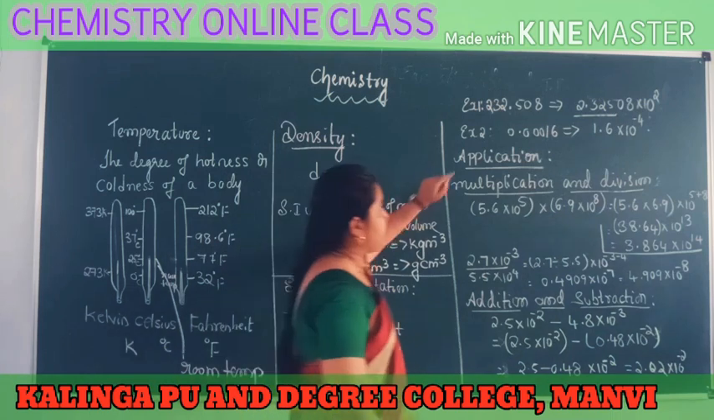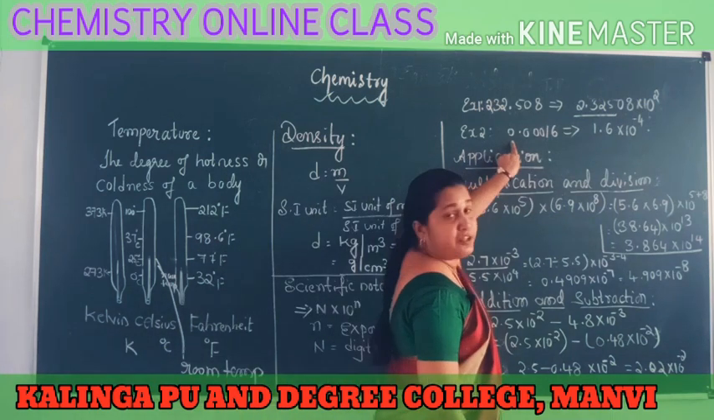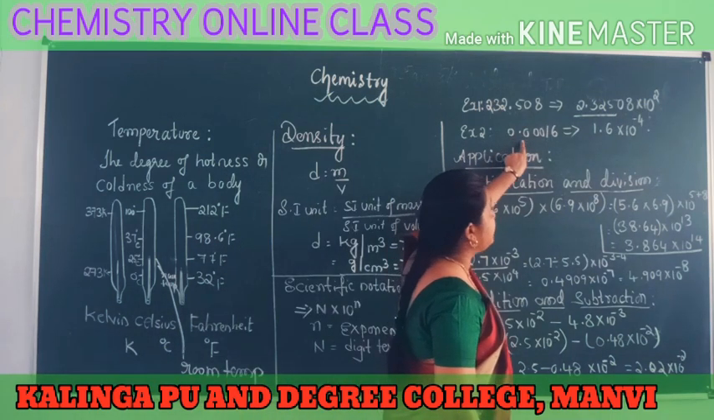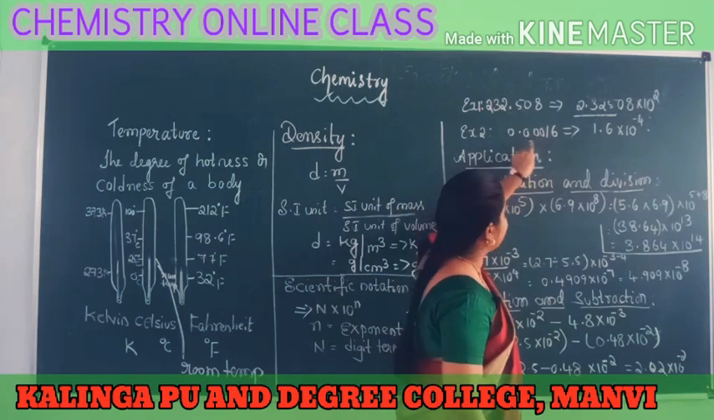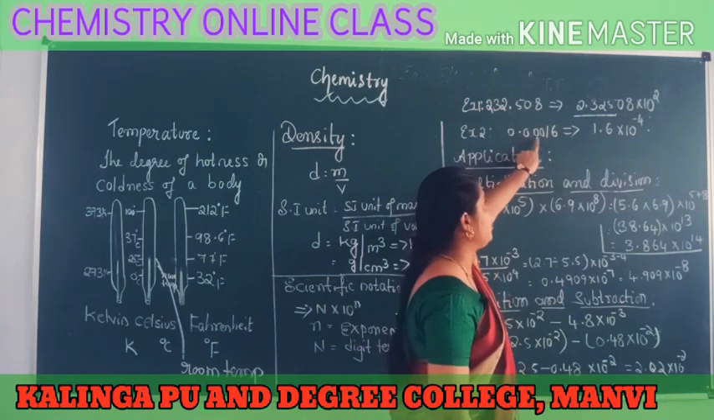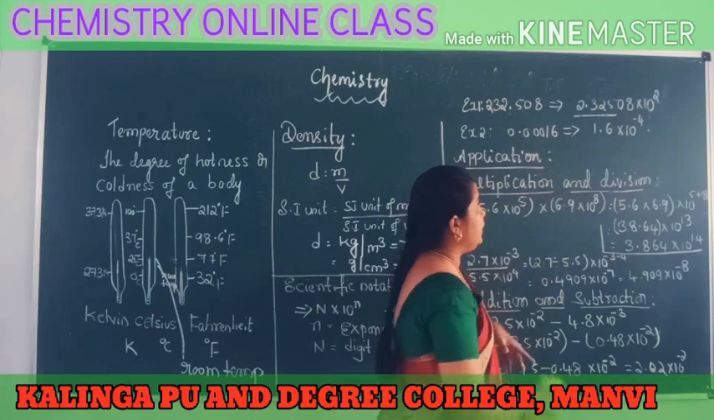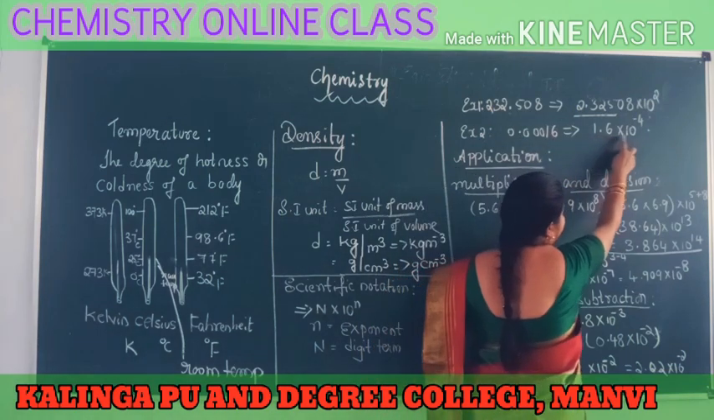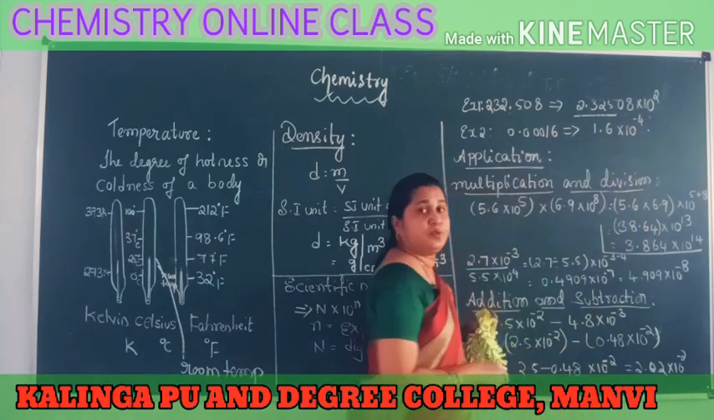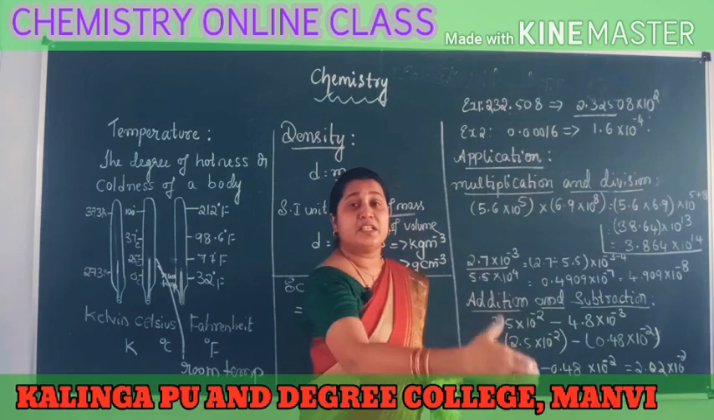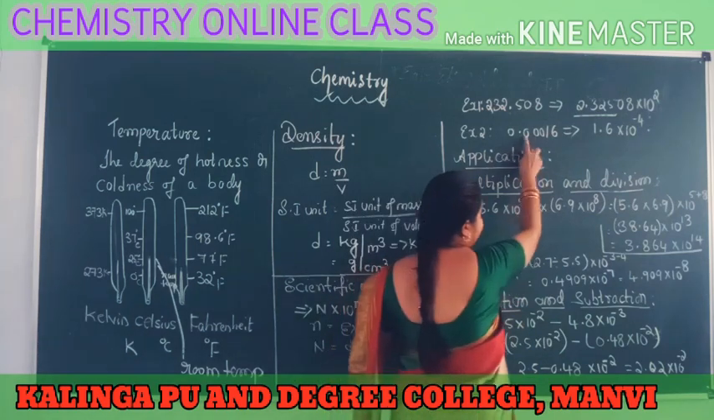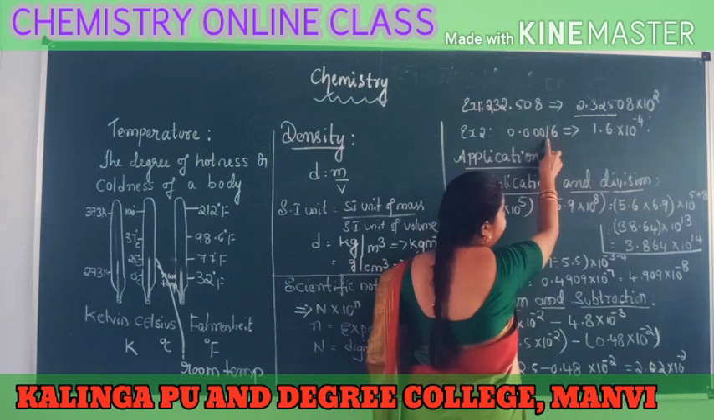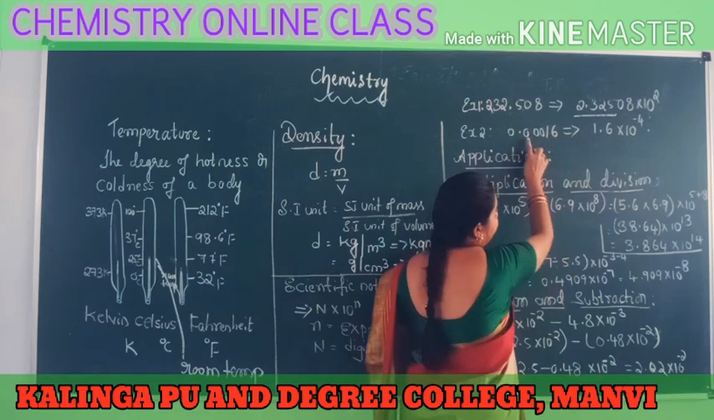1, 2, 3, 4. After 1 we kept the decimal. How many numbers after we kept? 1, 2, 3, 4. After 4 numbers we kept the decimal point. That's why 1.6 into 10 power, how many numbers after? 4 numbers after. As we shifted the decimal point towards the right hand side, you have to take the exponent term as negative. That's why minus 4 we have written. Is it clear for you?